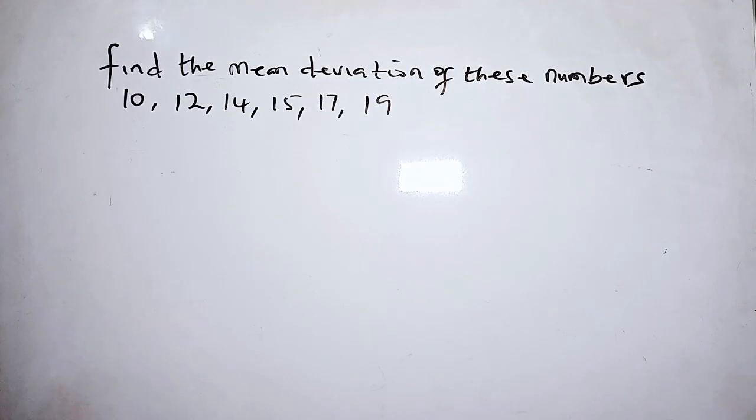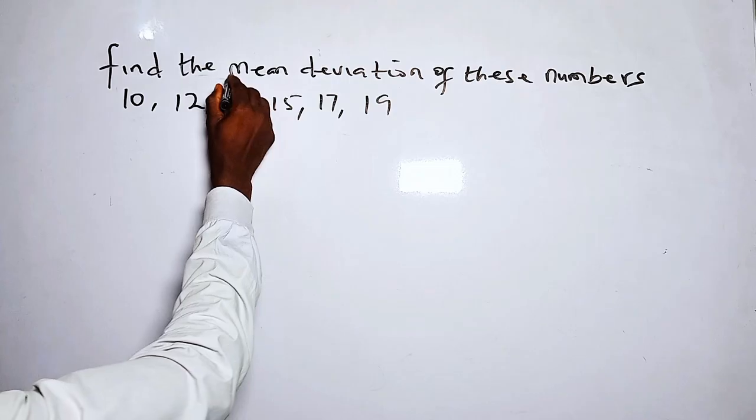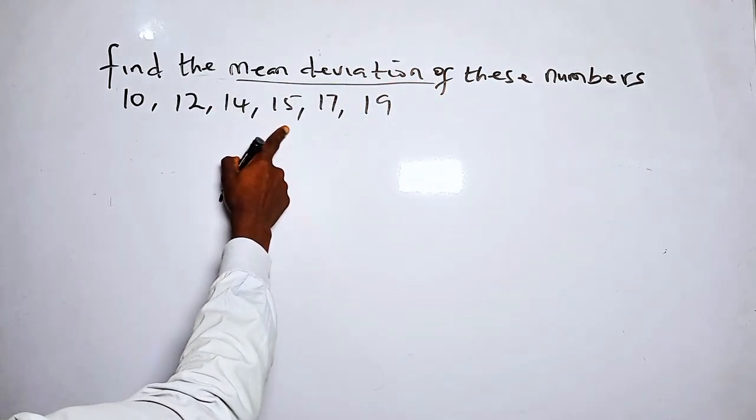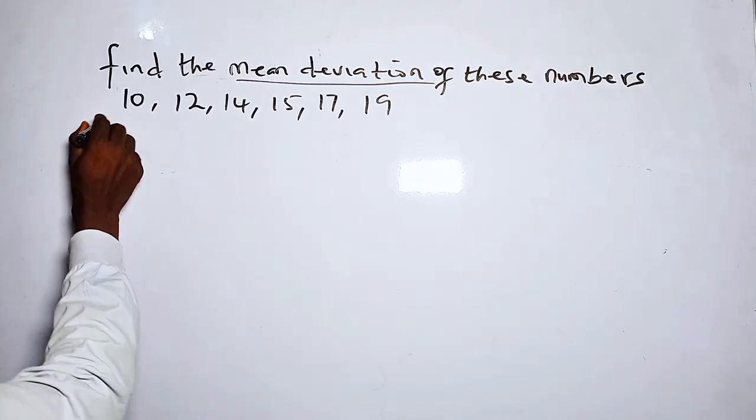The question says find the mean deviation of these numbers. Okay, mean deviation of 10, 12, 14, 15, 17, and 19. How do we do this? Solution.